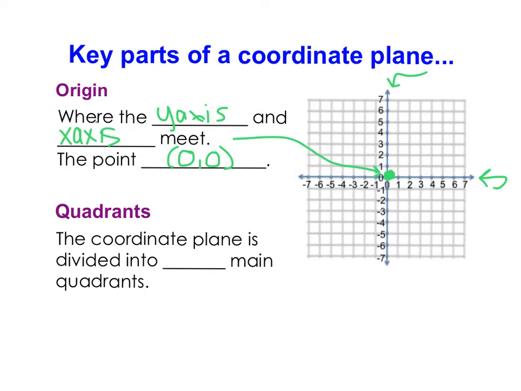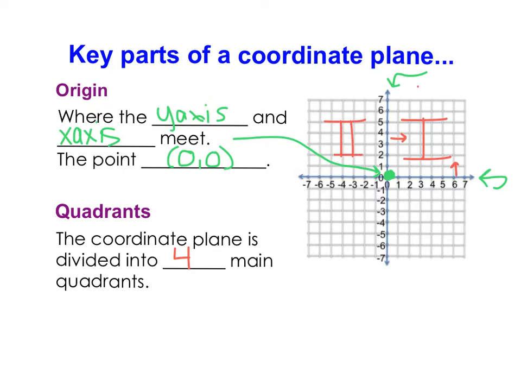Then in addition to that, our coordinate plane is divided up into 4 main quadrants. So here we can see there are 4 areas on this coordinate plane around the origin. Quadrant 1 is right here, where all of the positive numbers are, so where x is positive and y is positive. And then from there we go counterclockwise. So quadrant 2 is over here, where x is negative and y is positive.